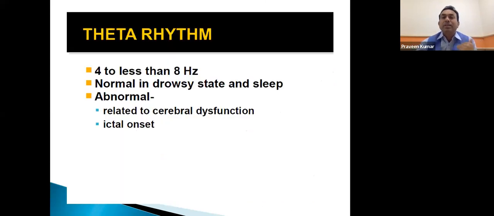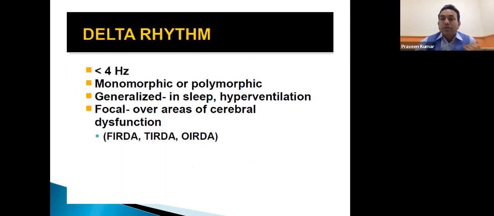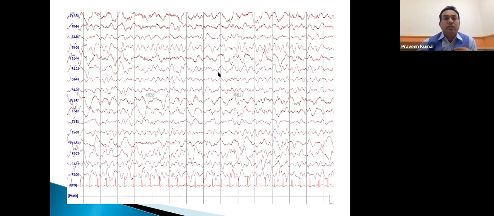Theta rhythm is less than 8 hertz, more than 4 hertz, seen in the drowsy state and in sleep. And if it is found in wakefulness, it may be abnormal. So look at the theta waves, normally you find less than 8 hertz, if you count in these parts. Delta is less than 4 hertz, and that is also seen in cases of sleep, or sometimes when you do hyperventilation, you may see slower waves because of cerebral ischemia, and you see these are the delta waves.